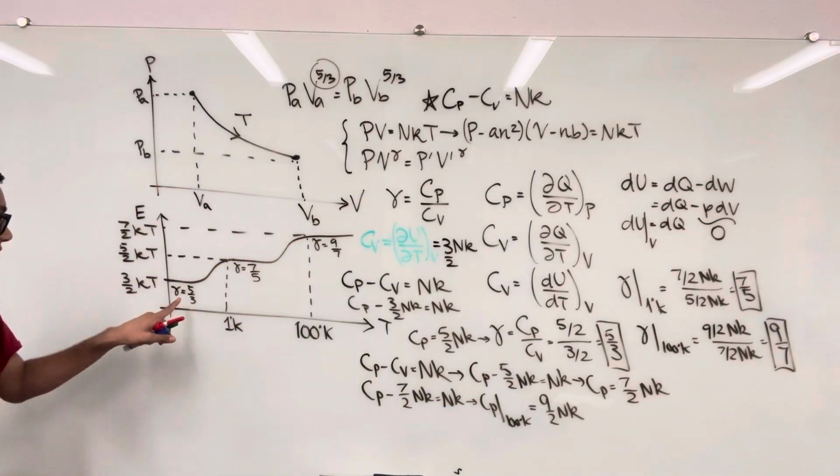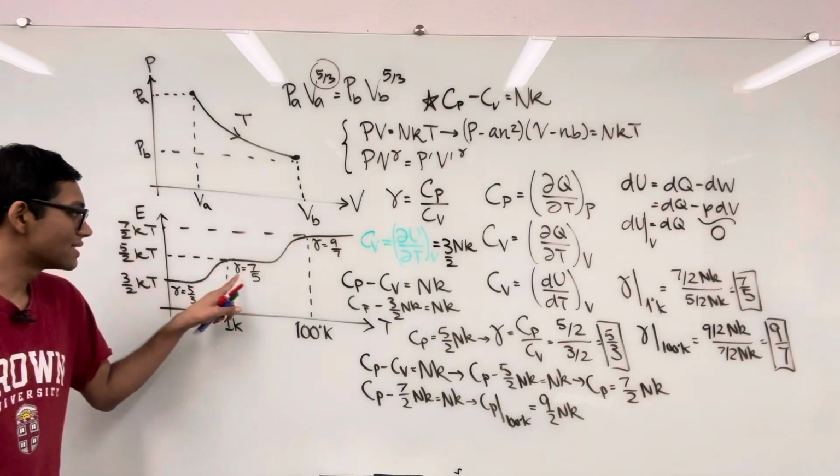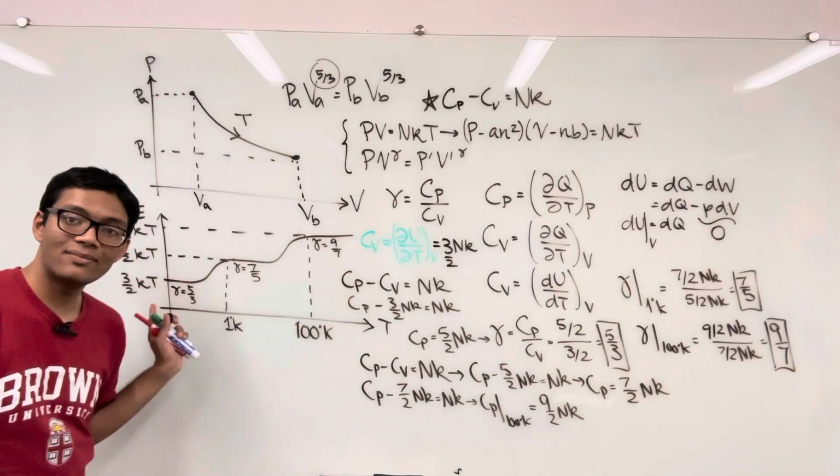So the idea is the heat capacity constant can change from 5/3 to 7/5 to 9/7. It can be any one of these three quantities.